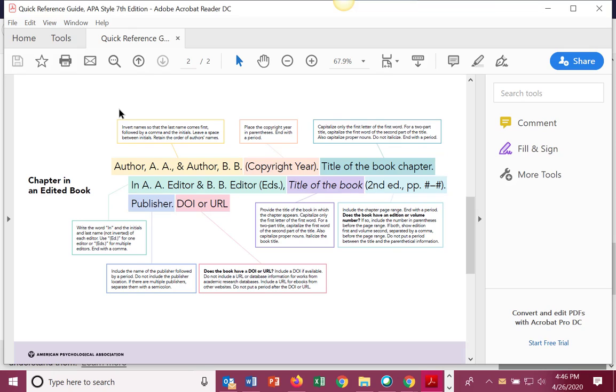So please do so. If you have any questions, contact me, contact a librarian. And again, you can also find this information on other sites like the Purdue OWL.